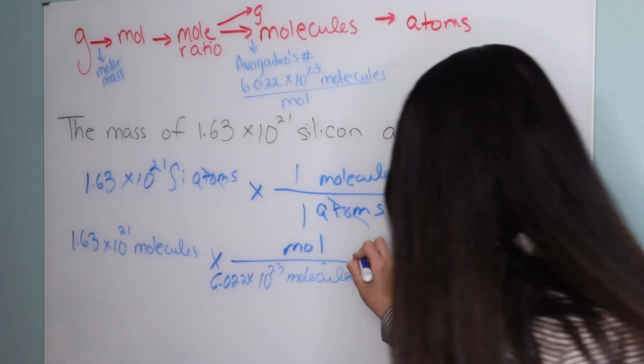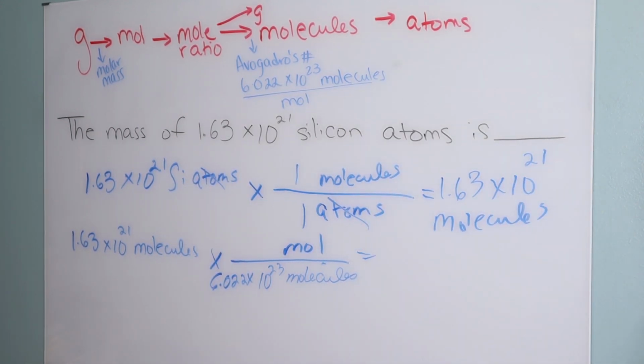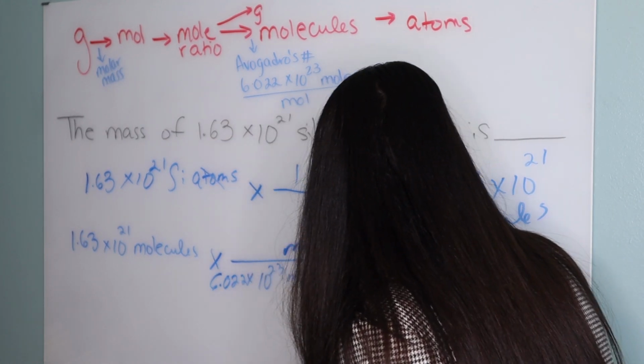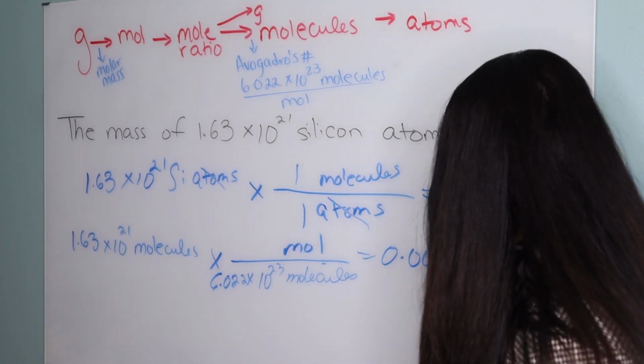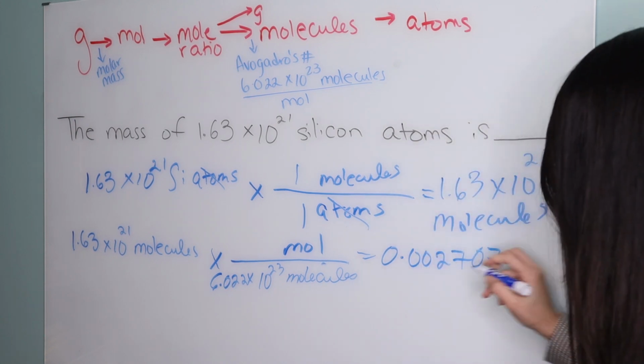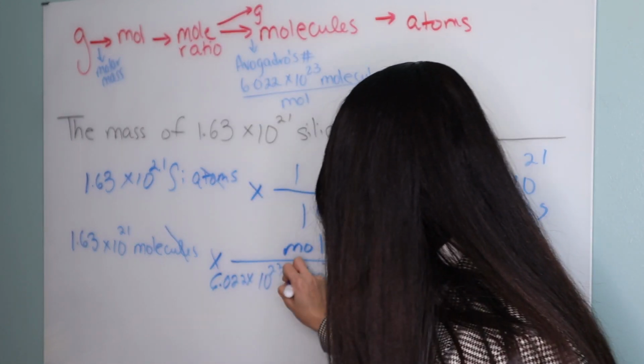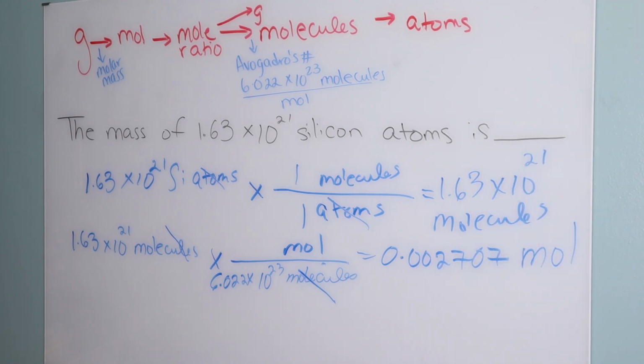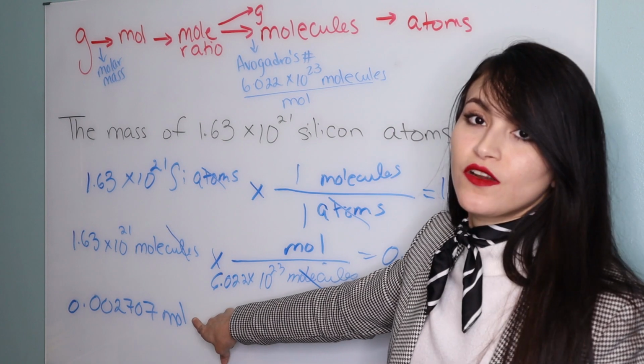Okay. This is going to equal 0.002707. And notice how my molecules are crossed out. So now I have moles. Okay? So let me carry that number over there. So I wrote our mole answer over here.